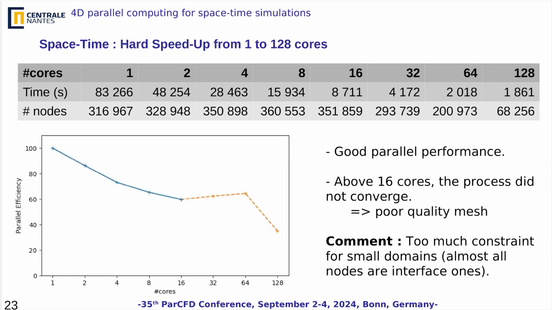Maybe just to end before concluding, a space-time speed-up test case from 1 up to 128 cores. We have quite good performance at the beginning, with quite good efficiency. It's increasing after that, but be careful when parallel efficiency increases. Most of the time it's not good news. Here it's because the mesher cannot do the work correctly, so the number of nodes in the final mesh is not converged, and so there are fewer elements, and so it's faster. Why is there this problem? Because it's a very coarse mesh, and then there is too much constraint on the solver.